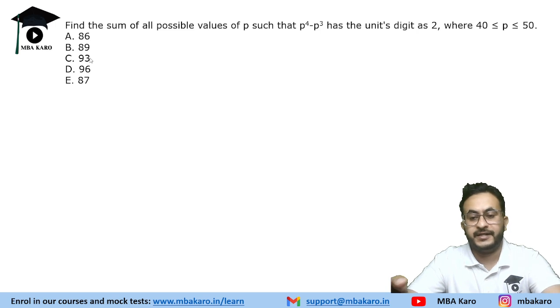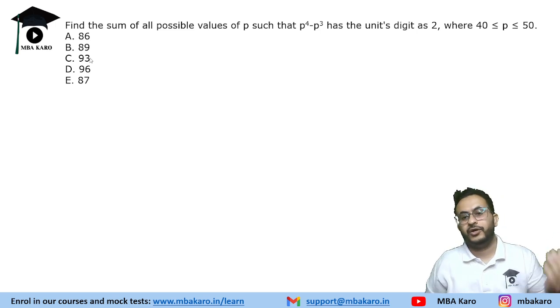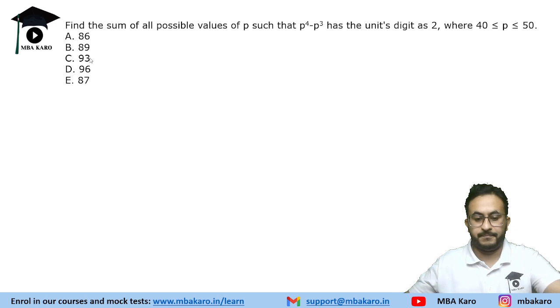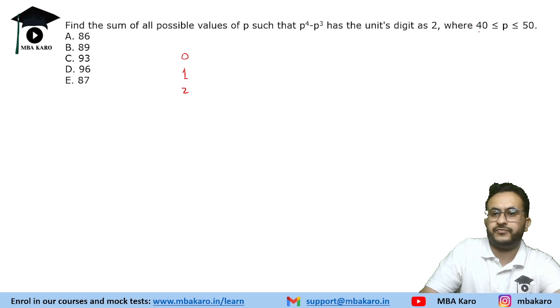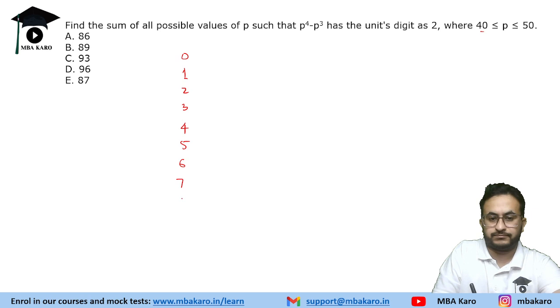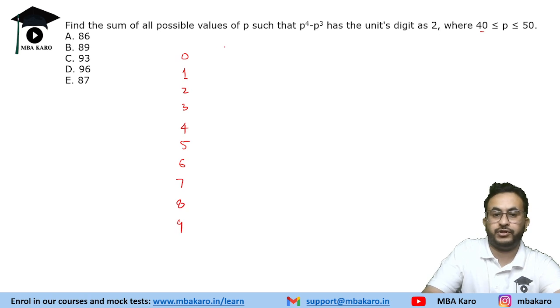Now this is a tough question because you will have to look for all the numbers. Okay. So again we will come back to 0, 1, 2. Why are we taking 0? Because 40 is also present. So we will have to find the fourth power and third power.